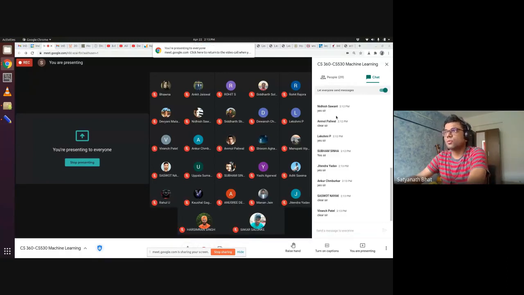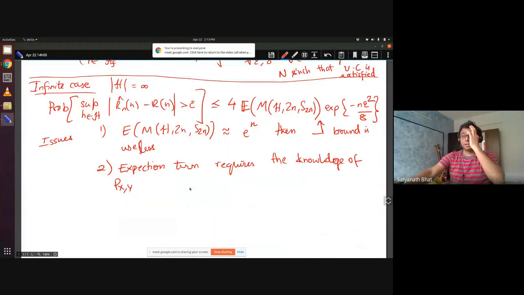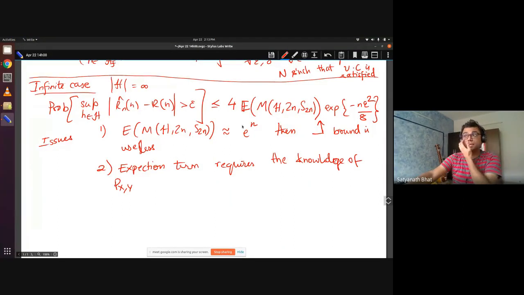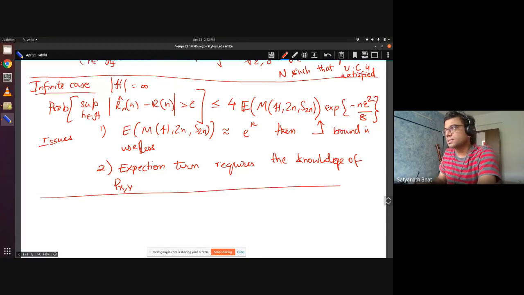Okay, so moving on. There are these two issues. One is that if the expectation term here is growing as a function of n, then the effect is nullified. Whatever benefit you had by having a negative exponent gets cancelled away. The second is that the expectation term requires the knowledge of Pxy, and that is again too much to expect. We don't know that. So we need some way to address these two problems.